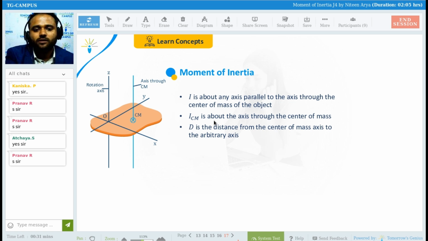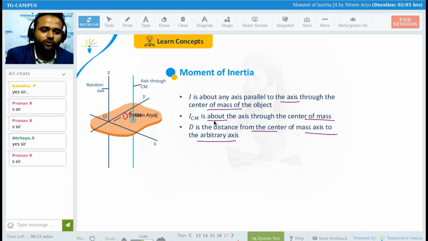I is about any axis parallel to the axis through the center of mass of the object. ICM is the axis about the center of mass, and D is the distance from the center of mass axis to the arbitrary axis. This is your D axis. This is your distance D. Another axis, I prime, you can write, and that is ICM, the axis of center of mass.